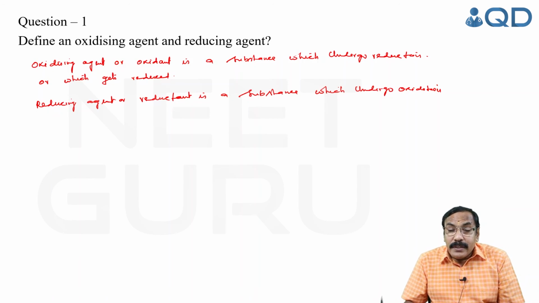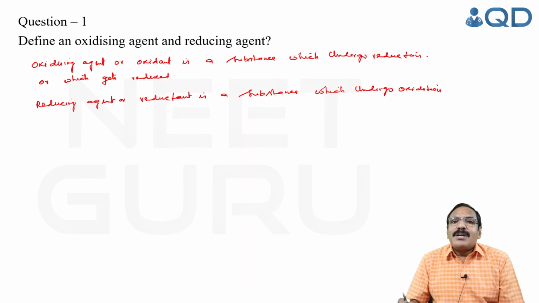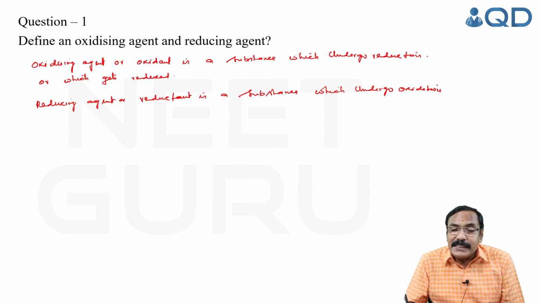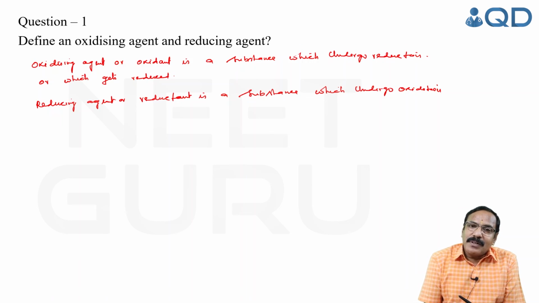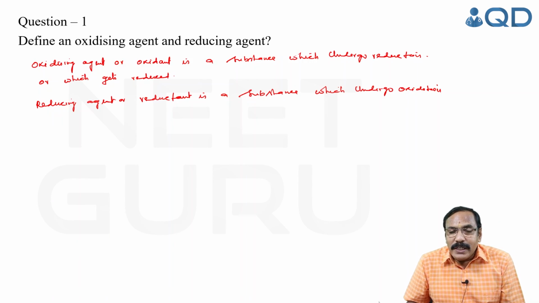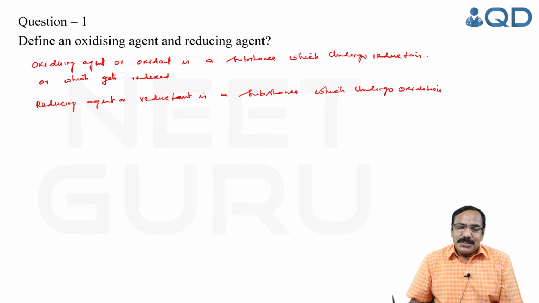How will we know it undergoes reduction? The substance gains electrons. How will you know it undergoes oxidation? It loses electrons. So, the electronic concept is much easier. We have the classical concept and also the electronic concept. We will be discussing more and more details about redox reactions in our upcoming sessions.